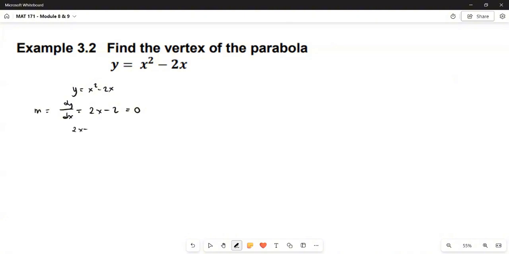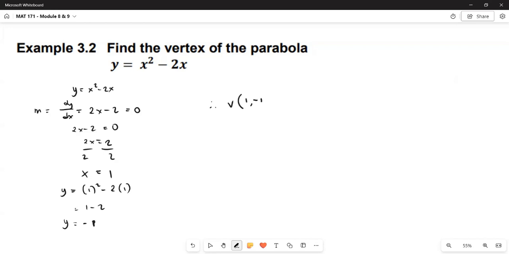So 2x minus 2 is equal to 0. Then 2x is equal to 2. Divide both sides by 2. You will have x is equal to 1. So getting the value of y is substitute the value of x. Y is equal to x squared minus 2x. Okay? 1 minus 2 is just y is equal to negative 1. Therefore, your vertex is at 1, negative 1.